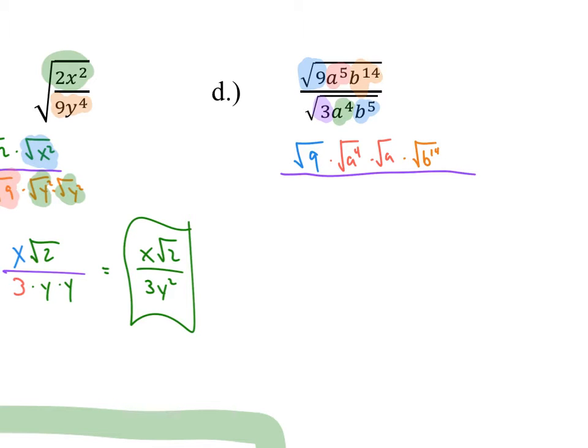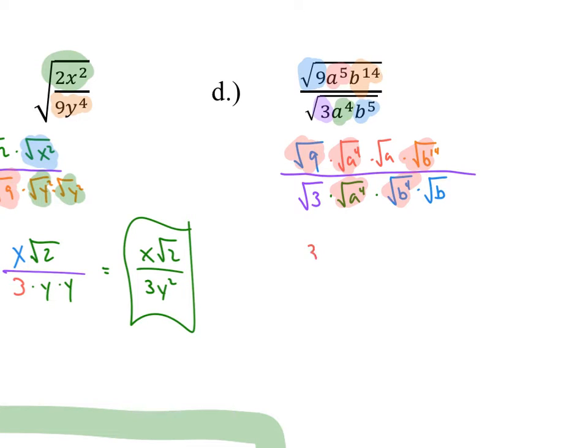Square root of 3, can't do anything about that. On the bottom, square root of a to the 4th, that's already got an even exponent, so I don't need to worry about anything there. And b to the 5th, that's not an even exponent, so I'm going to break it down, and so it is b to the 4th times b. And then the things that are reducible here: square root of 9, square root of a to the 4th, square root of b to the 14th, square root of a to the 4th, square root of b to the 4th. Those are the things that are reducible, so I'm going to deal with those first.